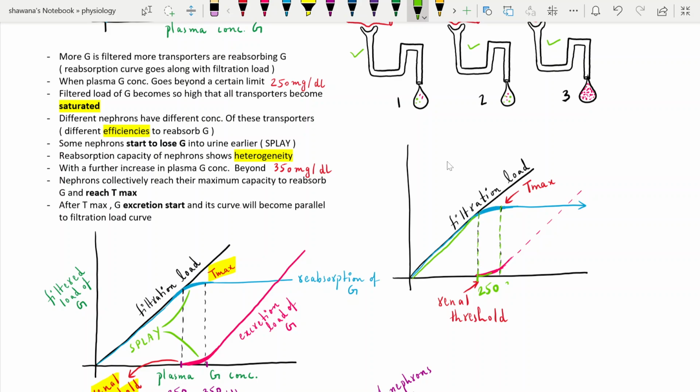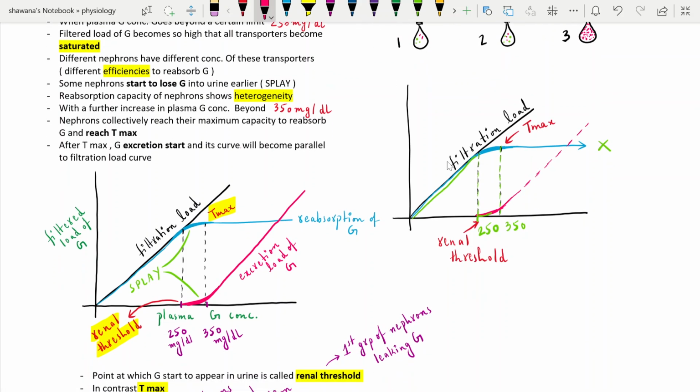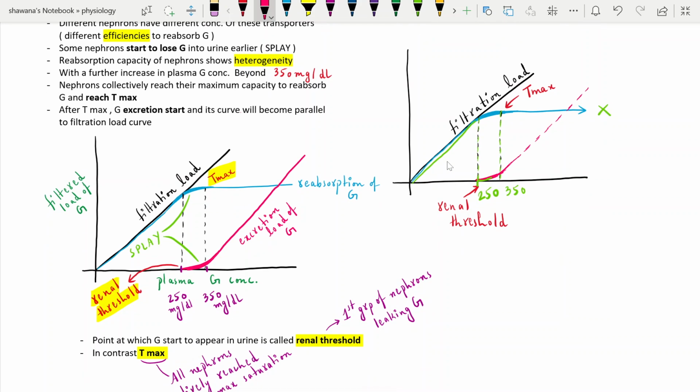It means that this amount, 350 milligram per deciliter, is the transport maximum value of glucose, and from here the reabsorption stops. Increasing any amount of the concentration of glucose in the general circulation, or increasing any amount of filtration load, will no longer increase the reabsorption. And now what increases is the excretion of glucose. The excretion of glucose becomes parallel to the filtration load because there is no reabsorption, right? So the excretion load will follow, or become parallel with, the filtration load.